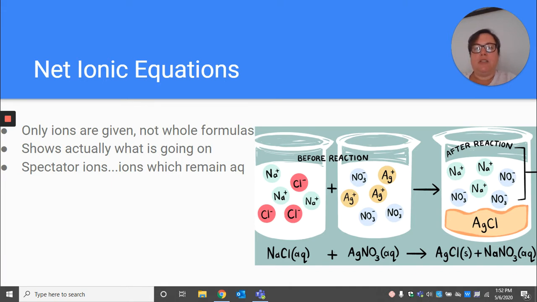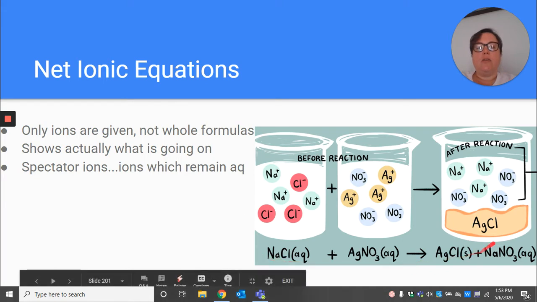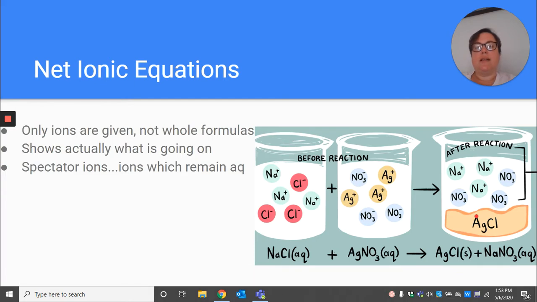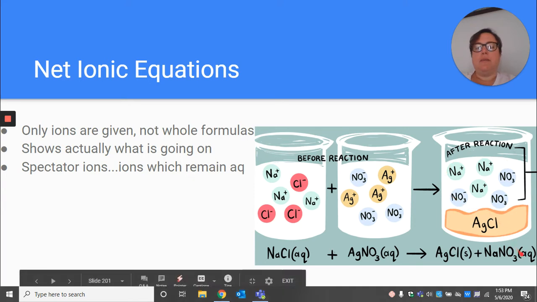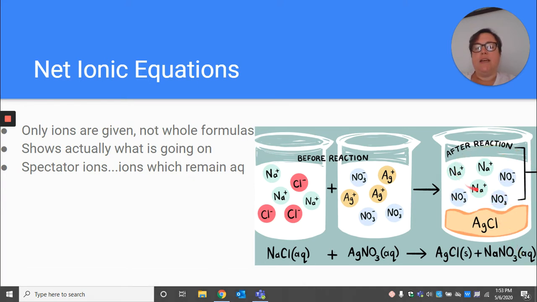In our example picture here, we have sodium chloride. Sodium chloride is aqueous, so it breaks into Na plus and Cl minus floating around in the water. Silver nitrate in the second beaker also breaks apart because it's soluble, so you have silver ions and nitrate ions floating around. When we mix those two together, we switch the partners, and the silver and the chlorine come together to form a precipitate. Remember, a precipitate is a new solid that is formed. The sodium and the nitrate ions, in the meantime, remain aqueous, so they're still floating around in the water.